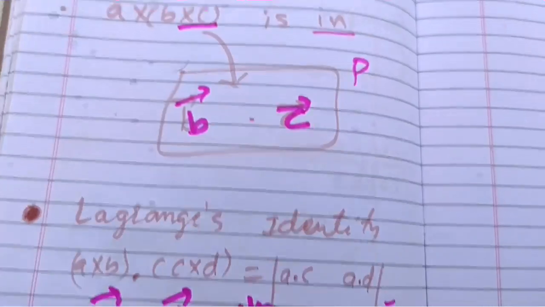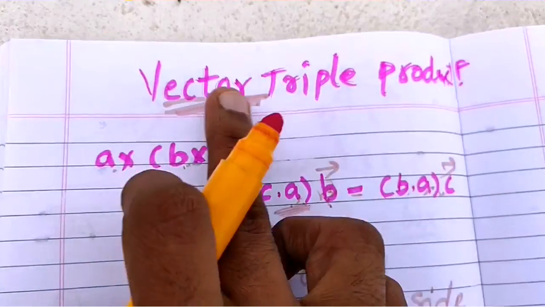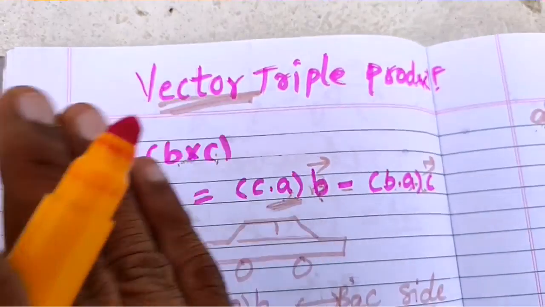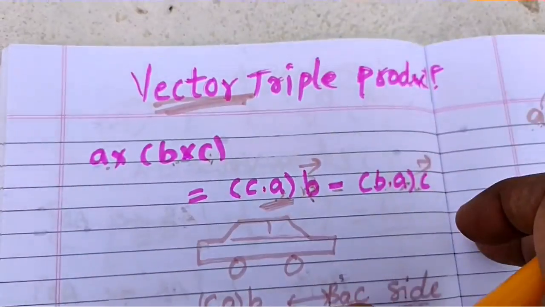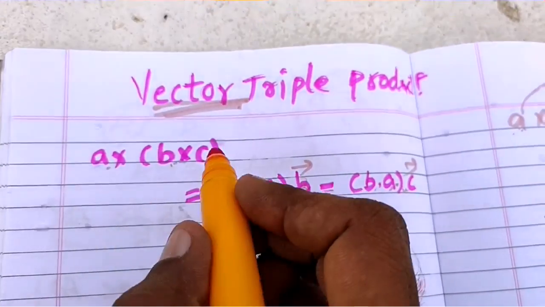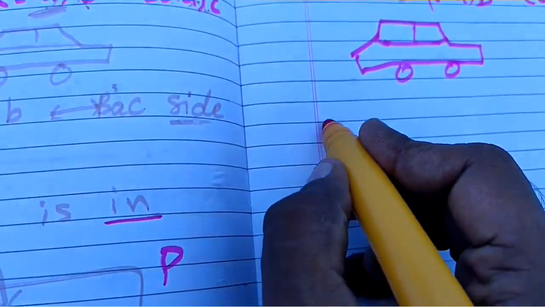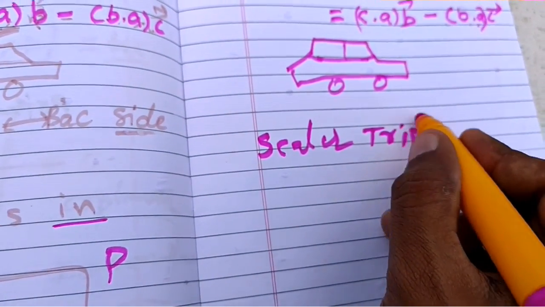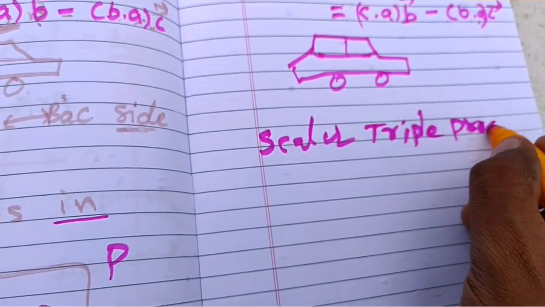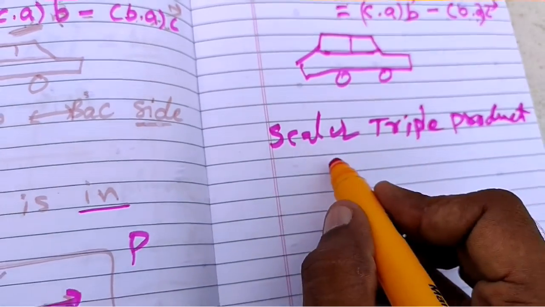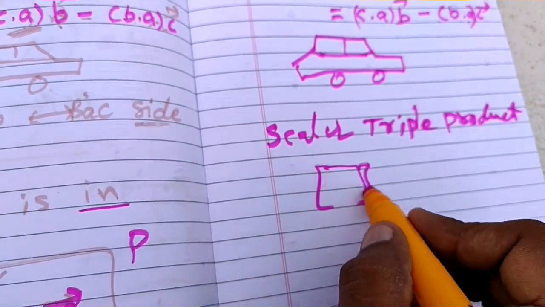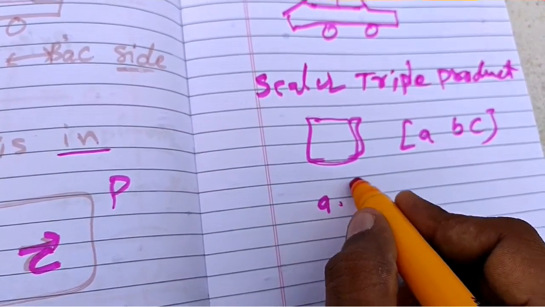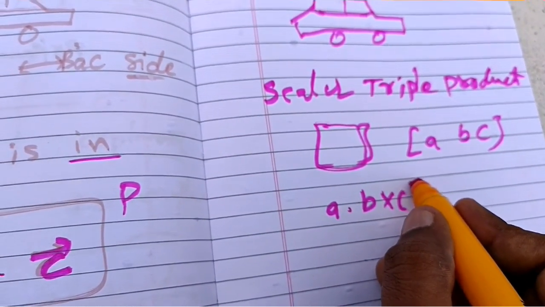So let me revise again quickly. When there is a vector triple product or scalar triple product, remember, scalar means a number, vector means a vector. In the scalar triple product, what will you get? You will get a number. Sir, what is that number? Box. What is that box, sir? I'll tell you. Box A, B, C. What is that box A, B, C? A dot B cross C.